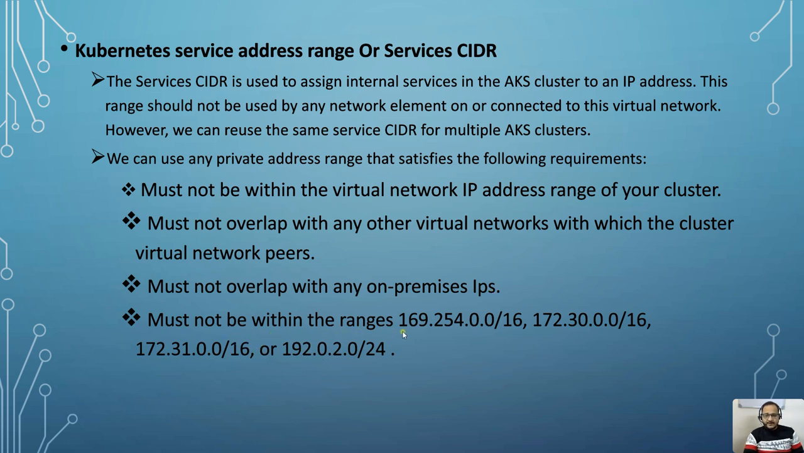Must not be within the range. So this particular range cannot be used when you configure the service CIDR. So these are the ranges like 169.254.0.0/16. These are basically ranges which you cannot use when you are configuring the service CIDR.